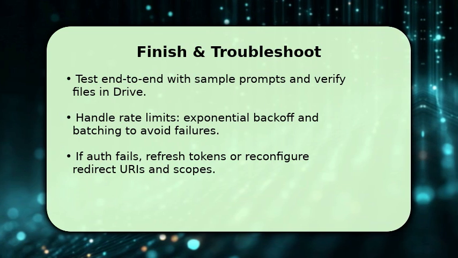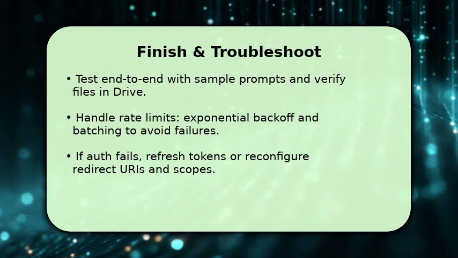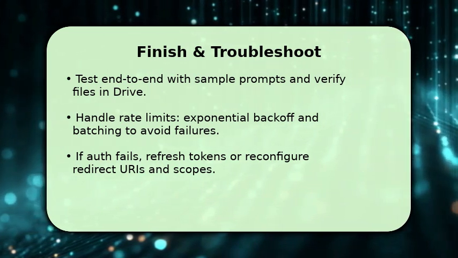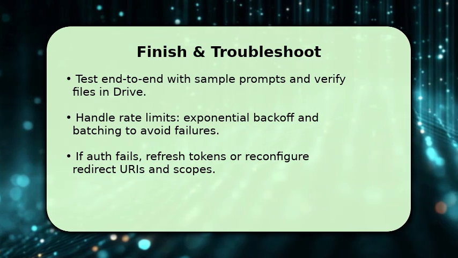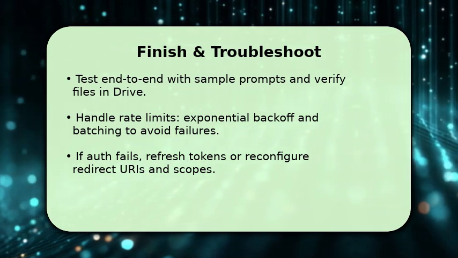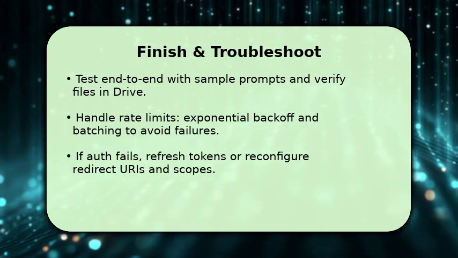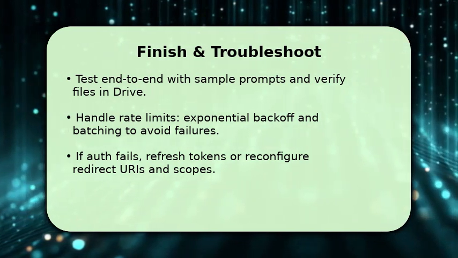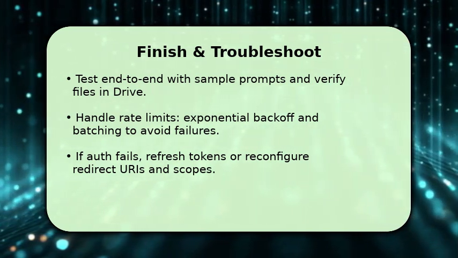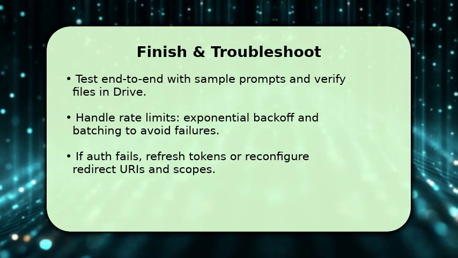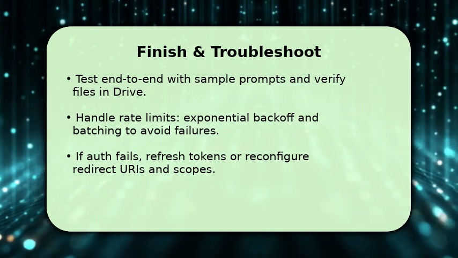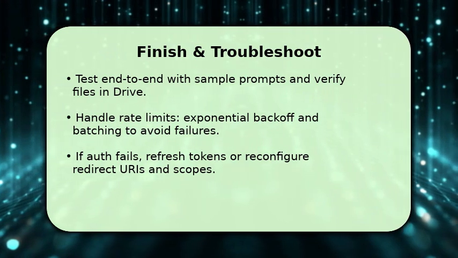Once verified, automate triggers or schedule jobs. If you hit rate limits or partial failures, implement exponential backoff and batch requests to reduce retries. If authorization errors occur, refresh or revoke and recreate tokens, and double-check redirect URIs and granted scopes. Remember, consistent testing and small, repeatable changes make debugging far faster.